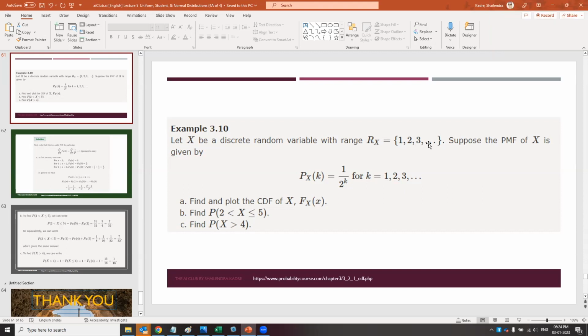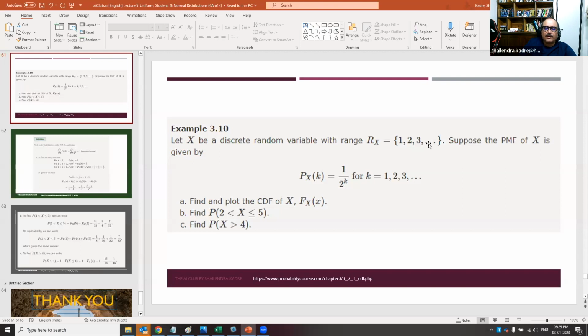Yes, sir. You have to add up for all the possibilities. So less than equal to 5 means what? Minimum is 1 and maximum is 5. So k will be 1, 2, 3, 4, 5. So keep in the PMF: 1 upon 2 to the power 1, plus 1 upon 2 to the power 2, plus 1 upon 2 to the power 3, plus 1 upon 2 to the power 4, plus 1 upon 2 to the power 5. Do you agree with that, Jignesh and Amit?